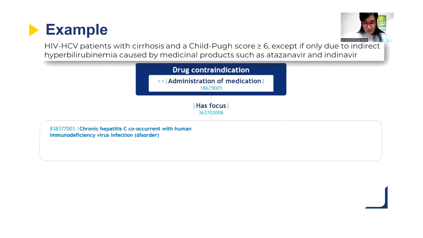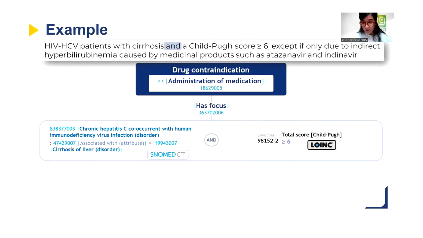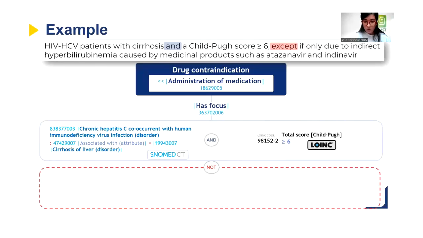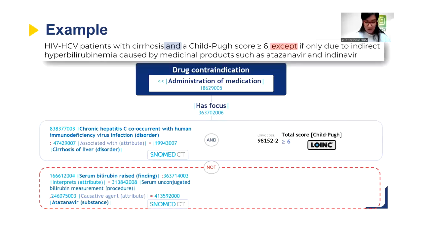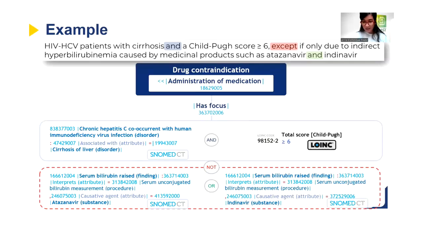So the first concept is HIV/HCV patients with cirrhosis of liver. And we used here the AND Boolean operator. A LOINC concept for total Child-Pugh score. Here was greater or equal to 6, except, and we used the not Boolean operator, if only due to indirect hyperbilirubinemia caused by medicinal products such as atazanavir, and, which actually means or in this case, indinavir.